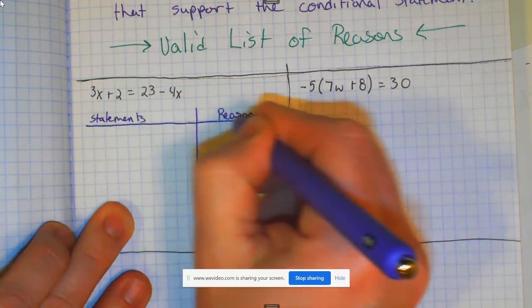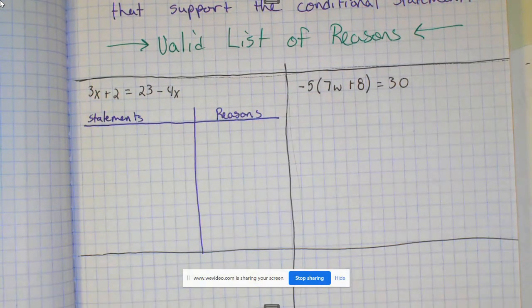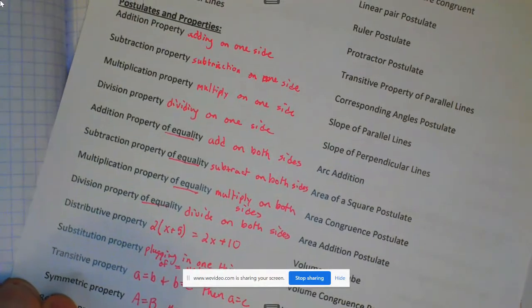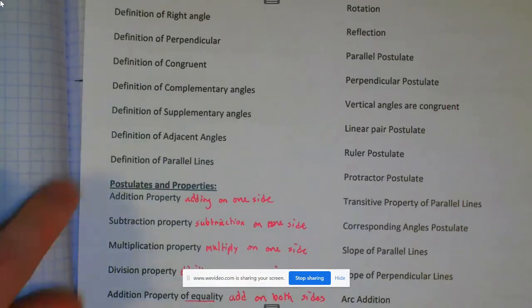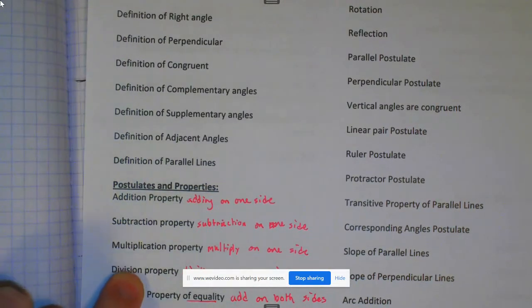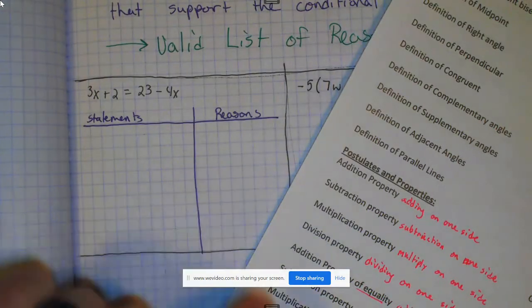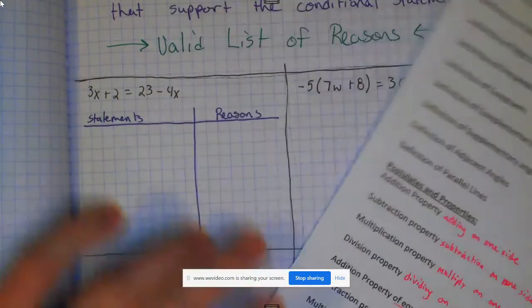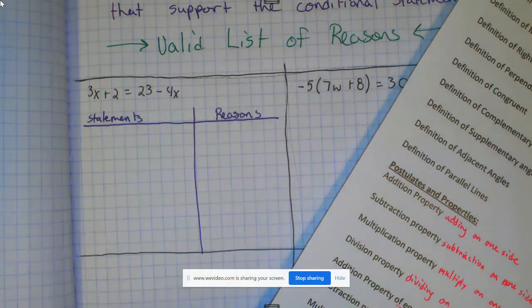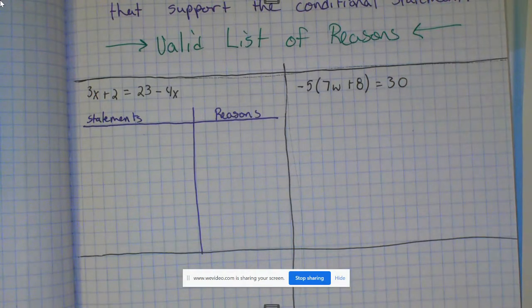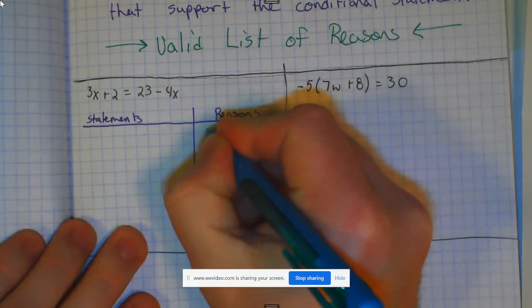Now, other than the very first reason, if you say something over here, it needs to come off of this list. If it is not over here, you don't write it over here. The very first one is always the same. And that very first reason is given.